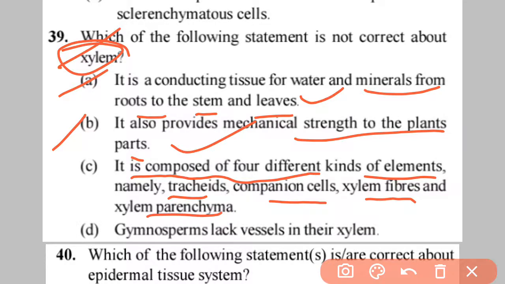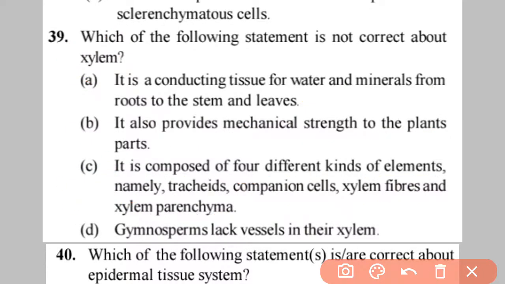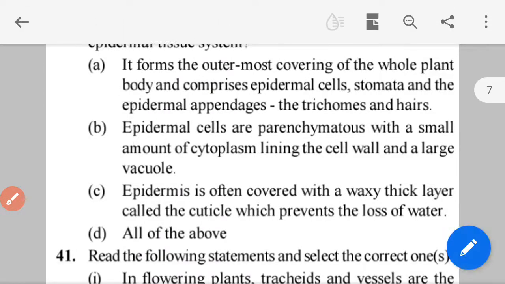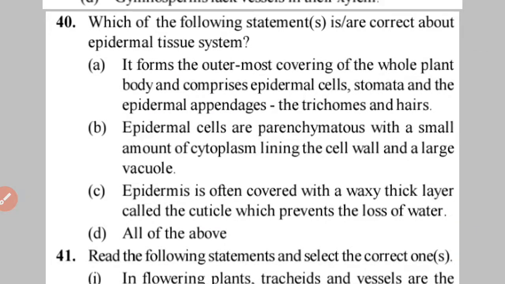No, this is not correct for xylem. So this is wrong. Okay. So option C is not correct here. Okay. So option C is the answer for question number 39. Okay, let's move on. Next question. Question number 40 is, which of the following statements are correct about epidermal tissue system?